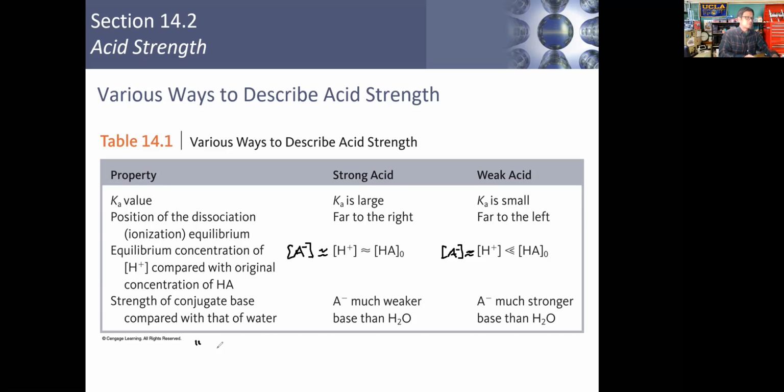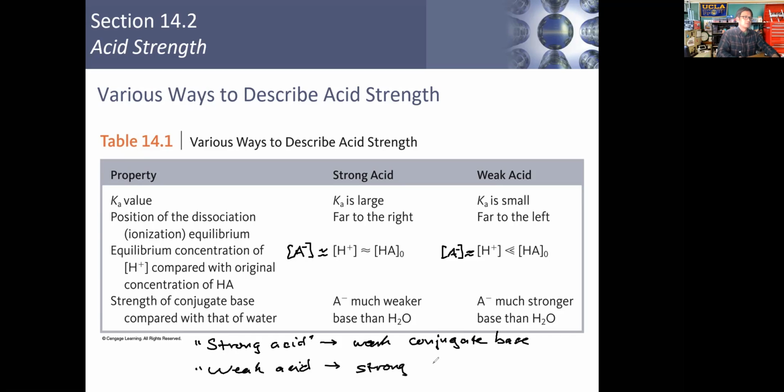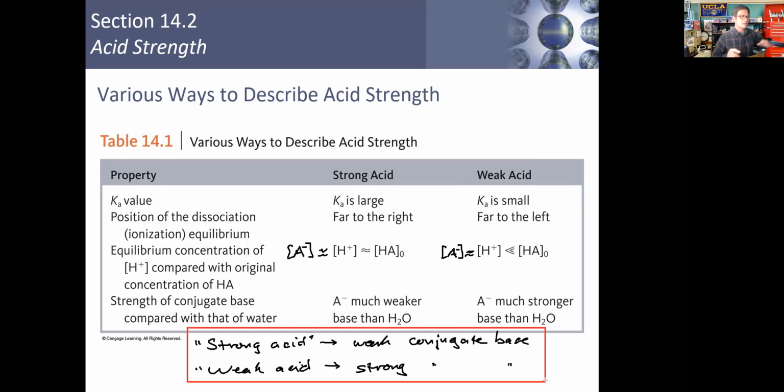So a strong acid will produce a weak conjugate base, and a weak acid will produce a strong conjugate base. Okay. So that's a general rule that you can use. I would use this cautiously, very cautiously, but it's a general rule that does work many times.